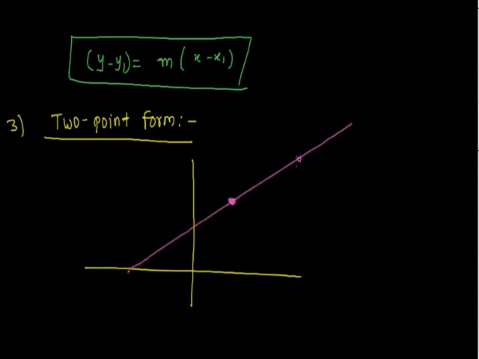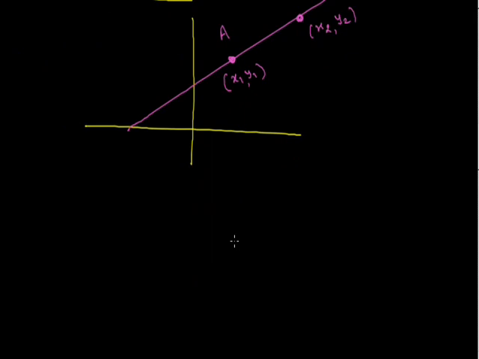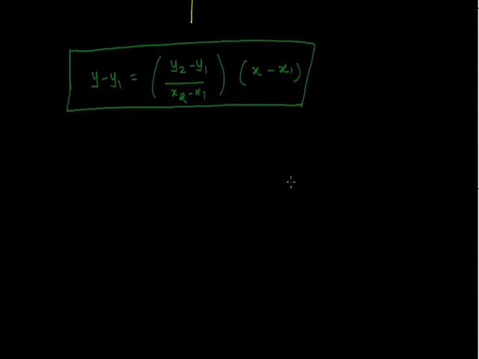A and this is the point B having coordinates (x1, y1) and (x2, y2). The coordinates of two points are given and we have to find the equation of the line. Then we can write the equation of the line as y minus y1 is equal to (y2 minus y1) divided by (x2 minus x1) into (x minus x1). This is the equation of a line in two-point form when the two points are given.